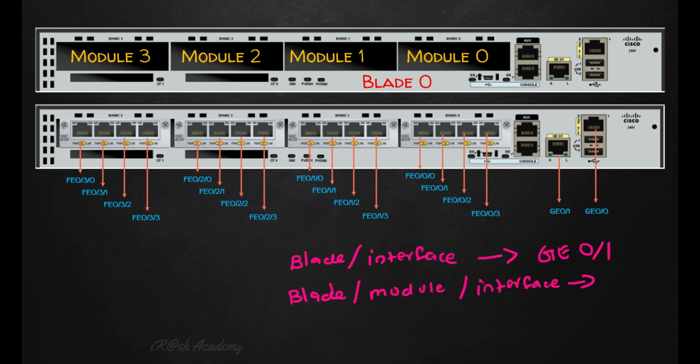And the example for the second one is Fast Ethernet 0/1/2. Here 0 indicates the blade number, 1 indicates the module number and 2 indicates the interface number. So this is the concept of interface naming. In this way, you can find out any interface of any Cisco device, physically and from the console. Then you can map it together.